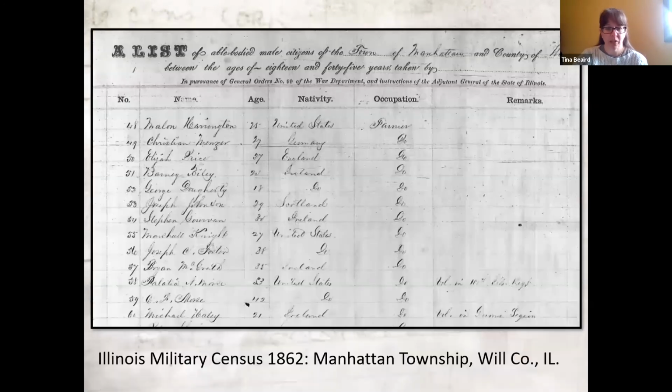Here's that Illinois military census. This one's for Manhattan Township in Will County. Again, sometimes you just get the state. They don't always tell you where, like Germany. Germany didn't actually exist at this time, so it's interesting that it's just listed as Germany, but it shows that these are all farmers, and then it shows you the 2 men at the bottom who had already served, that they had volunteered in the Illinois regiments for their 100 days already.